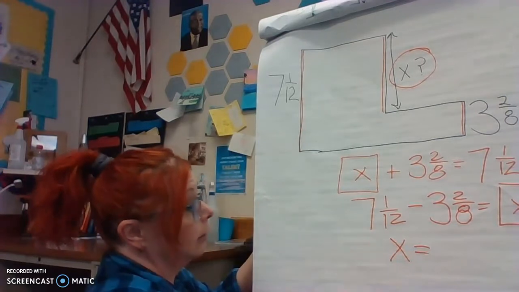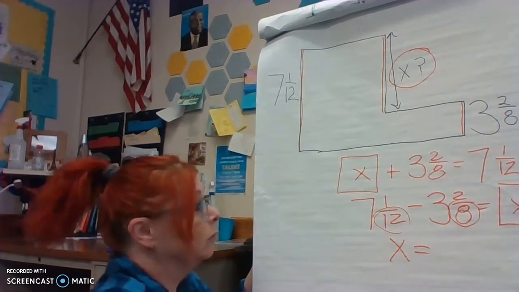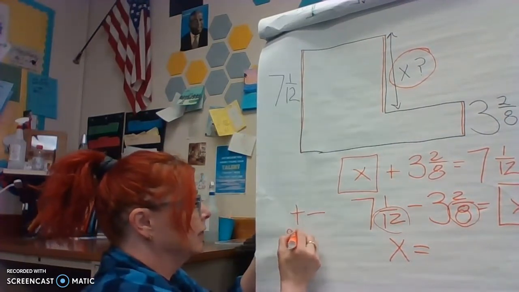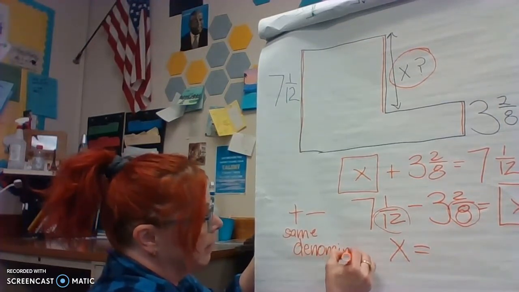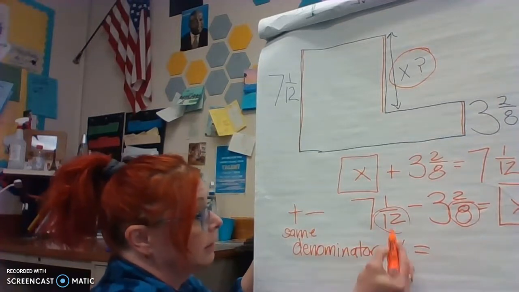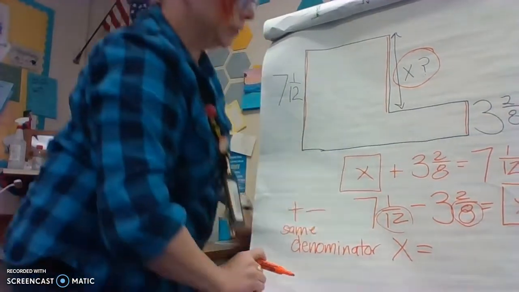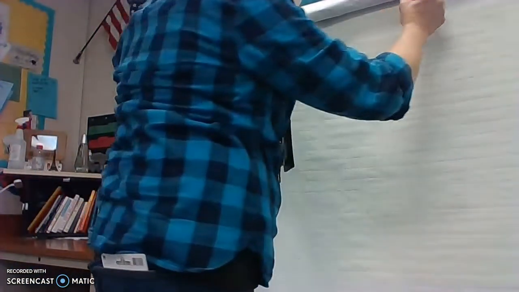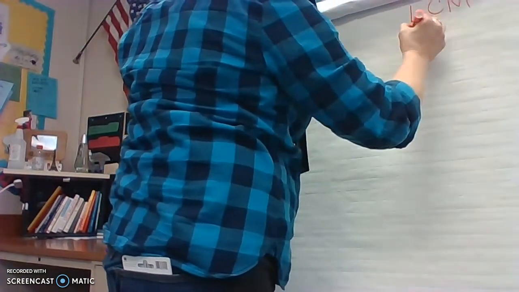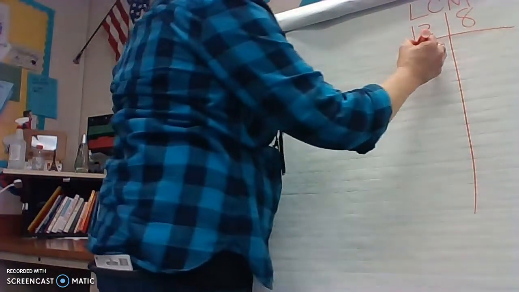Okay, so if you notice, this denominator and this denominator are not the same. And when we do addition and subtraction, it has to be the same denominator. So that means I'm going to have to find the lowest common multiple, the least common multiple, okay? So let's do that over here. I have 12 and 8. So the first thing I'm going to do is I'm going to look for the least common multiple of 12 and 8. All right? So I would just start counting.